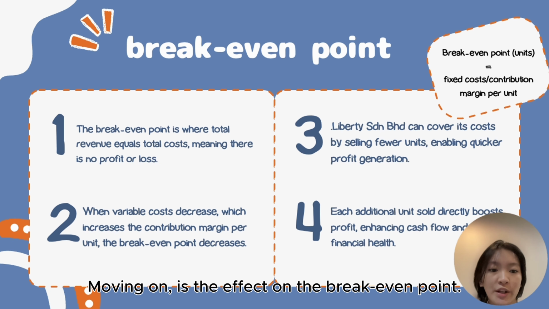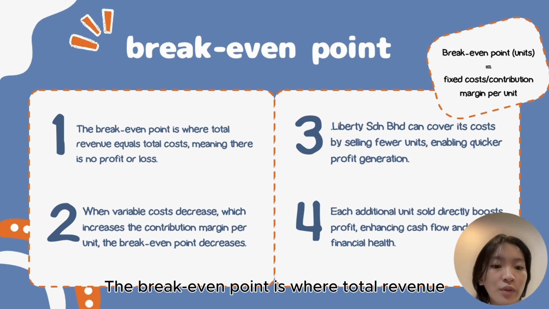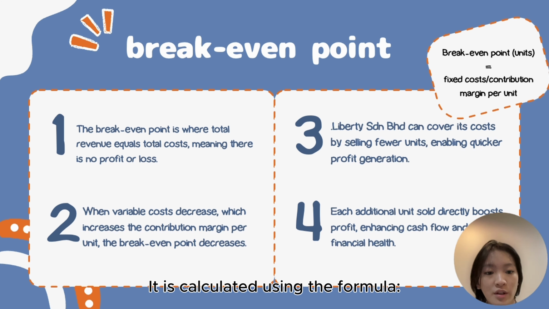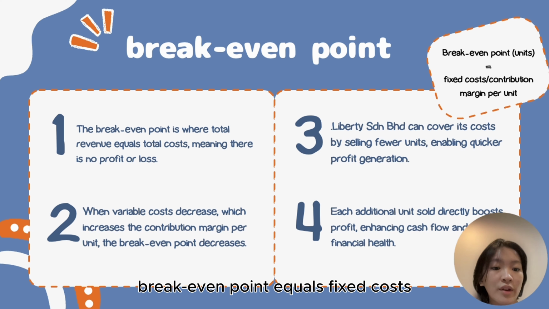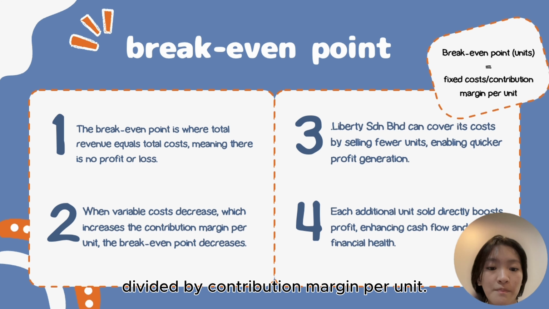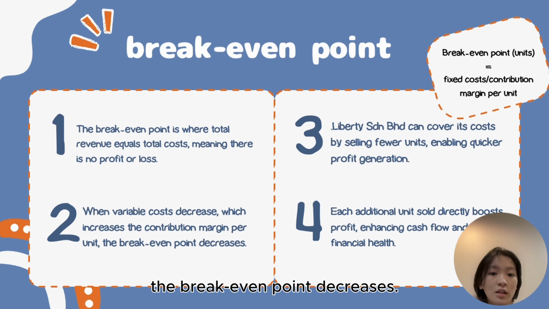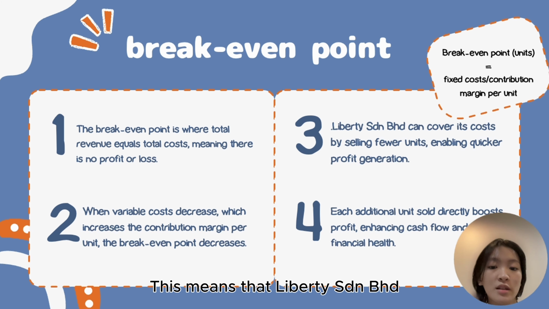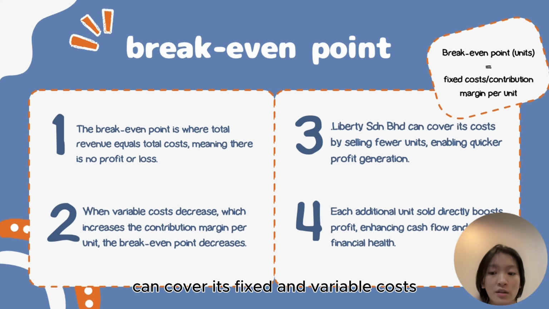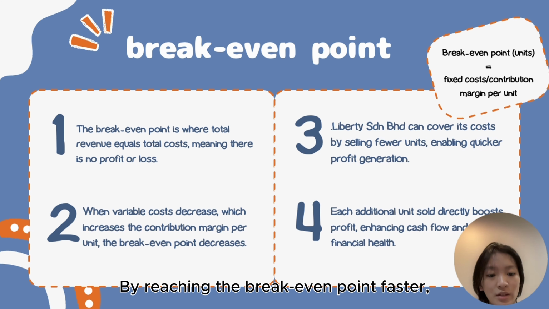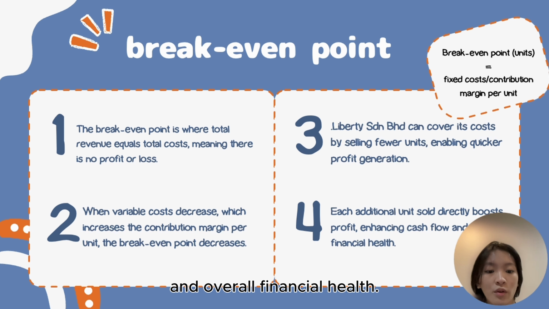Moving on is the effect on the break-even point. The break-even point is where total revenue equals total costs, meaning there is no profit or loss. It is calculated using the formula: break-even point equals fixed cost divided by contribution margin per unit. Since automation reduces variable costs, which increases the contribution margin per unit, the break-even point decreases. This means that Liberty, Cinder and Bahat can cover its fixed and variable costs by selling fewer units, enabling the company to start generating profits sooner. Each additional unit sold will then contribute directly to profit. By reaching the break-even point faster, the company improves its cash flow and overall financial health.